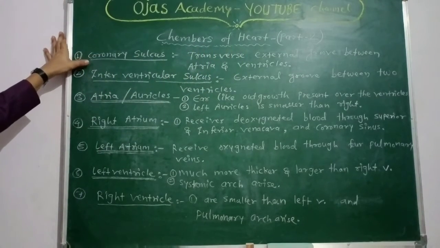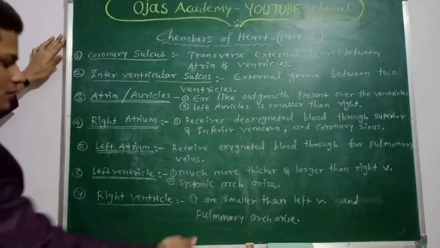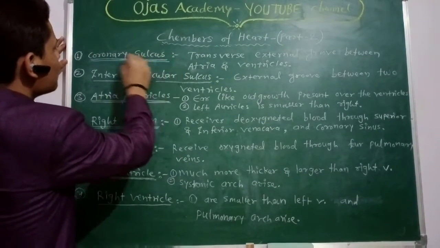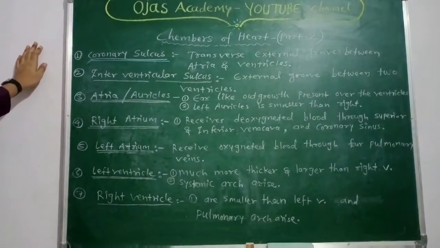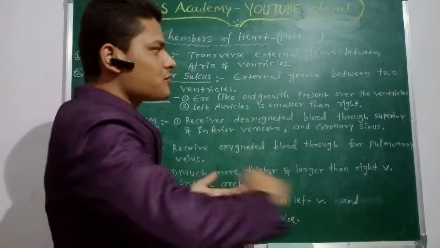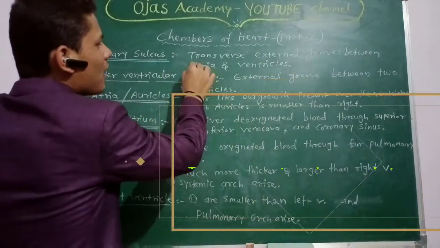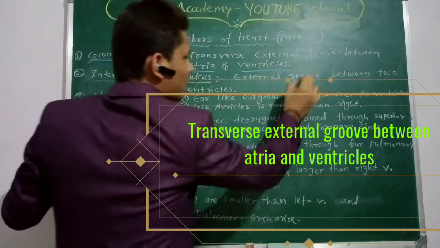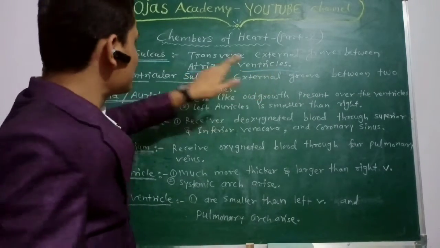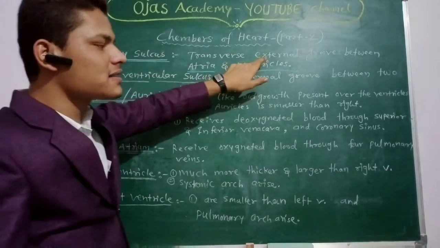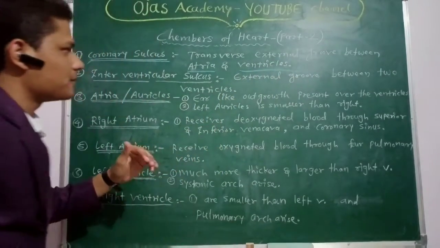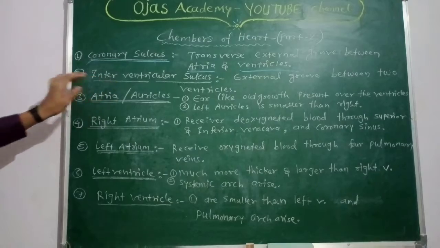Now, what is the coronary sulcus? First we studied what the coronary sulcus is. It is a transverse external groove between the atria and ventricles. Okay.